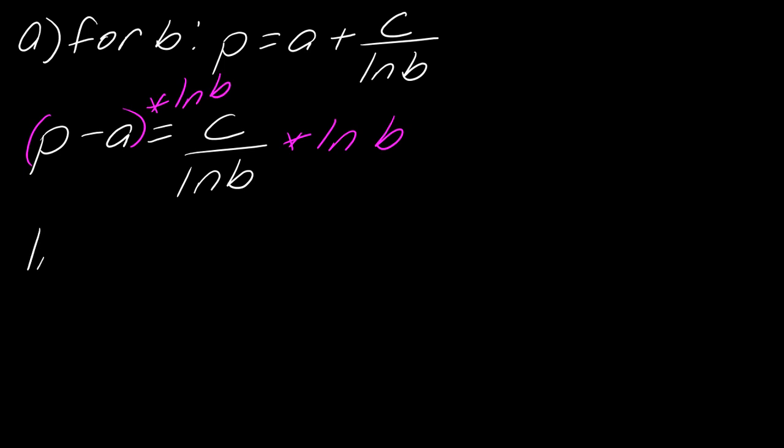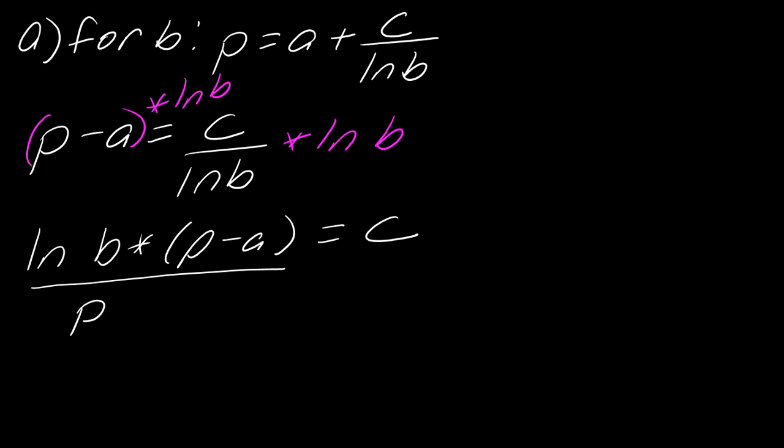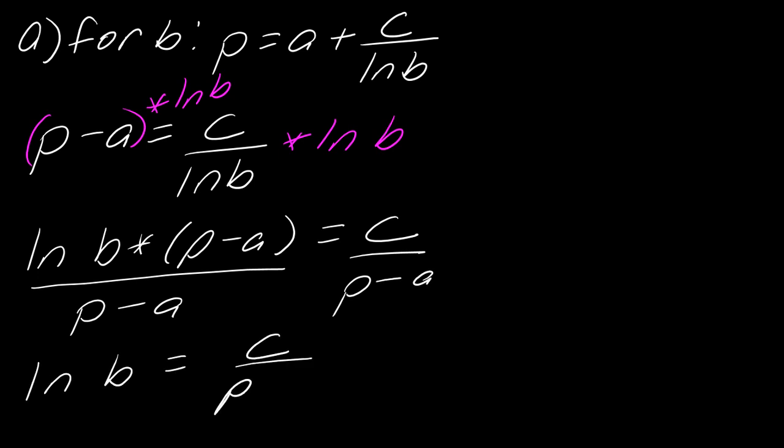So now I've got natural log of b times p minus a equals c. And then I can divide both sides by the p minus the a. And now I have my goal met of getting the natural log of b by itself. Okay, so the next thing that we have to do is to get b by itself. So just treat this side as a number.